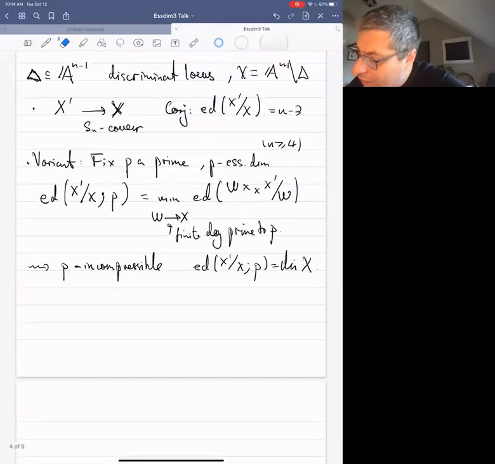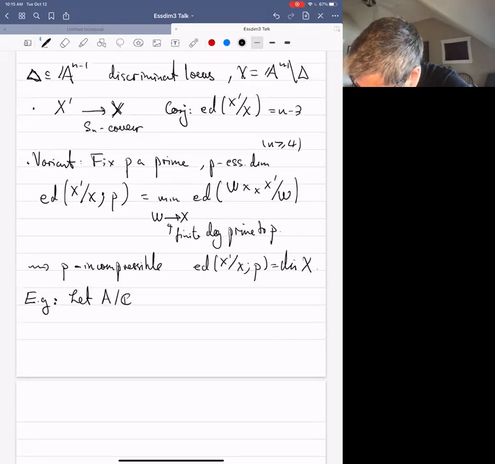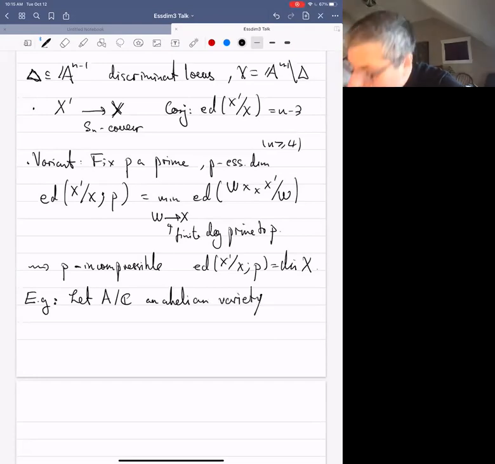Good. So let me give another example, and this is the kind of example that I'll be interested in, and the kind of example that more classical techniques had difficulty with. So let's suppose I have A over C, an abelian variety.